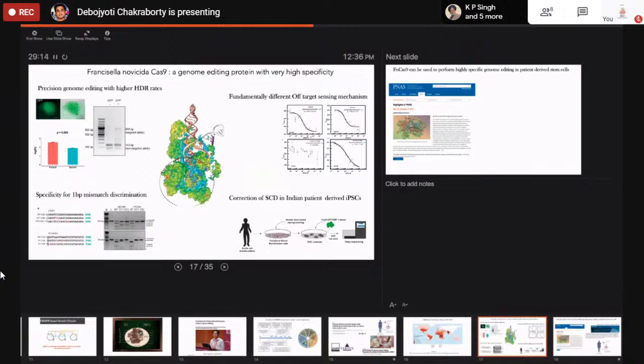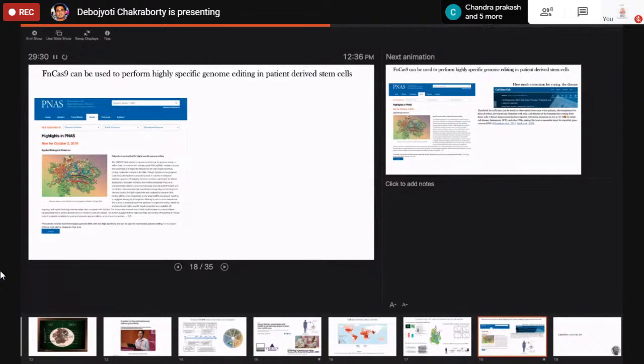We found that it has a different off-target sensing mechanism where it doesn't bind the target DNA when it encounters mismatches, and we showed that you could correct the sickle cell mutation in Indian patient-derived induced pluripotent stem cells. This paper came out in PNAS last year. It was highlighted as one of the major papers in that issue.